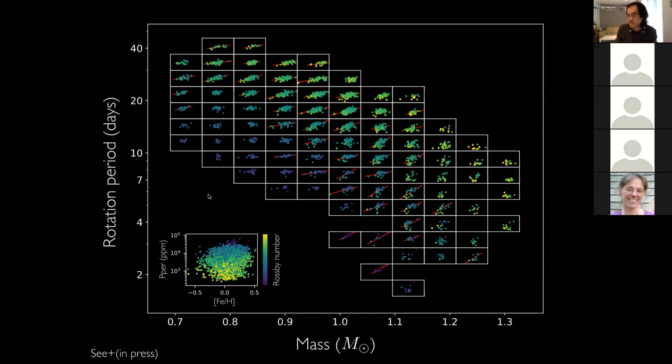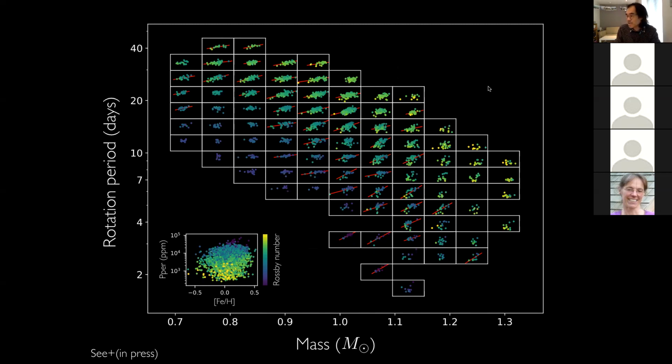And I've also color-coded everything according to its Rossby number. So what you can see is that, broadly speaking, we do get this positive trend, this positive correlation between variability and metallicity for most of the bins. There are, however, two regions where this isn't really the case and the trends sort of break down. And that's this region here, which is the low Rossby number region, and this region here, which is the high Rossby number region.